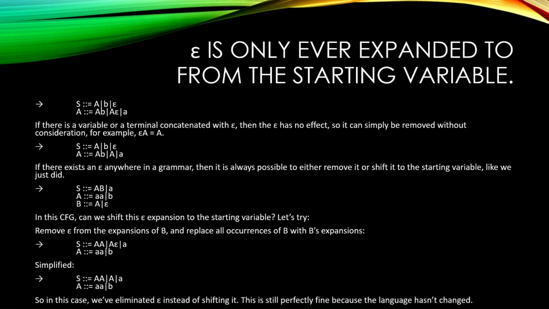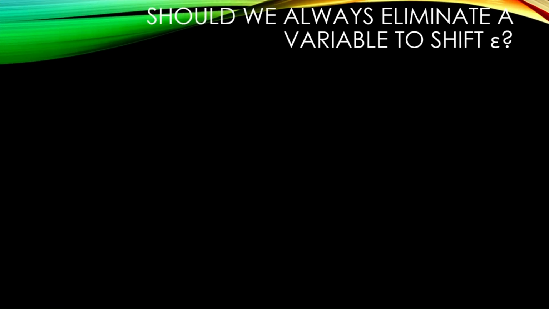So with this, there isn't an epsilon in this context-free grammar. We've eliminated it instead of shifting it. It's still perfectly fine because we haven't changed the language, unless I've made a mistake somewhere, but I don't think I have. So as long as the language hasn't changed as we're converting CFG into Chomsky normal form, then that'll be fine. The epsilon might be eliminated instead of shifted. So in order to shift or remove epsilon, should we always eliminate a variable?